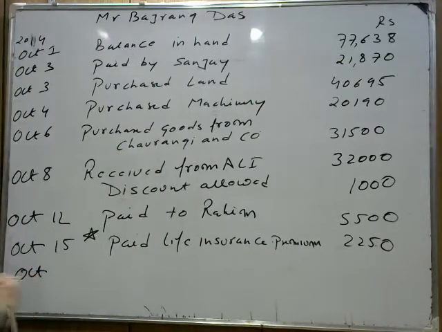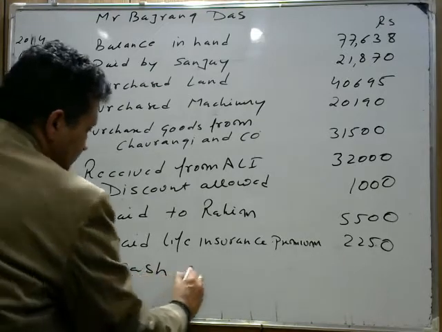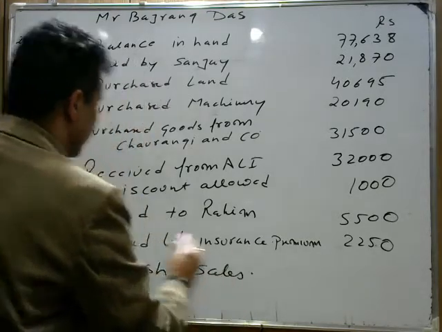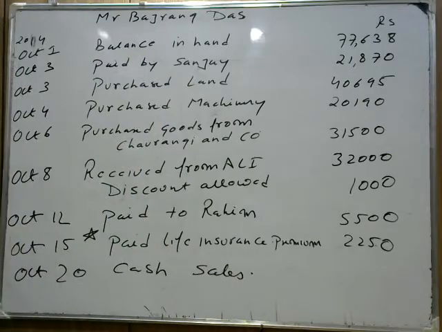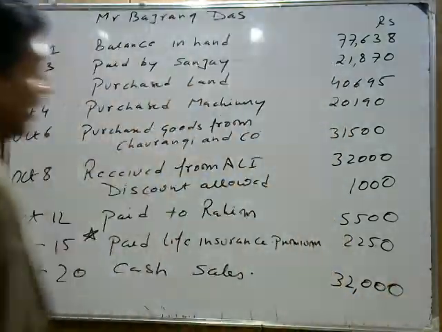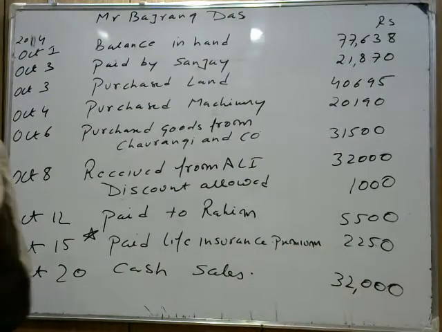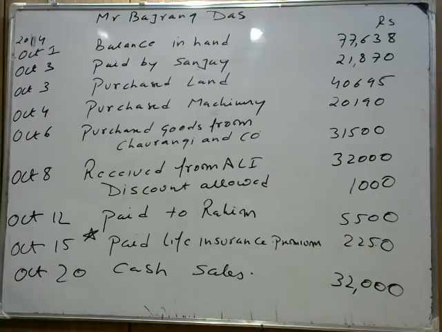Then it's on October 20. Cash sales. The meaning of cash sales is goods sold on cash. The amount of cash sales is 32,000. I hope these transactions are clear. I need to rub the board so that we can record a few more transactions here. Okay, it's clear.